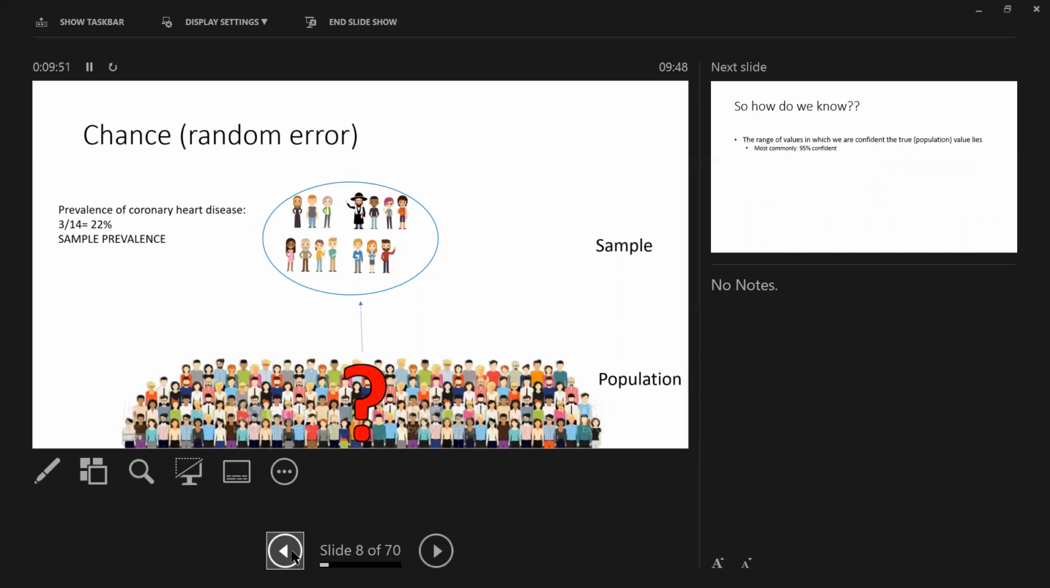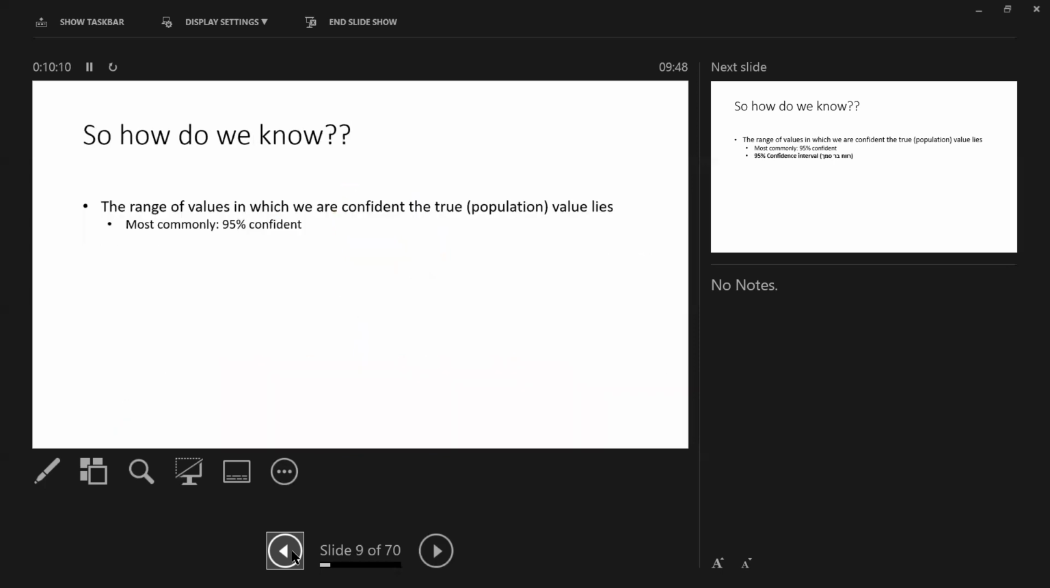So how do you know whether your prevalence or whatever outcome you're interested in is a good reflection of what actually happens in the population? Well, you can do different things, and generally what you do is you put confidence intervals around it. And the confidence interval is basically a measure of the uncertainty of your results. Yeah? And most commonly we use 95% confidence intervals.